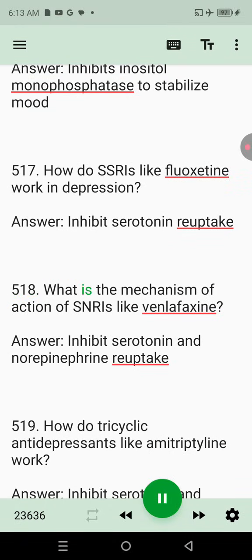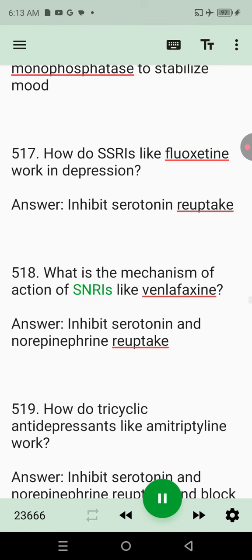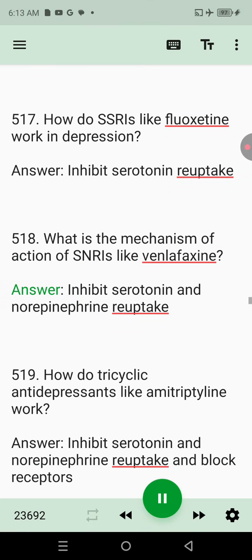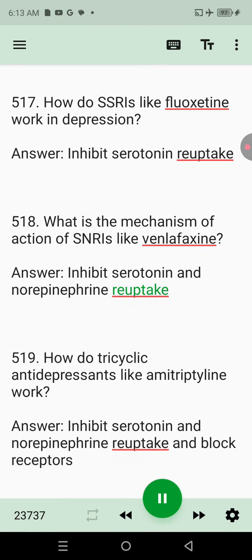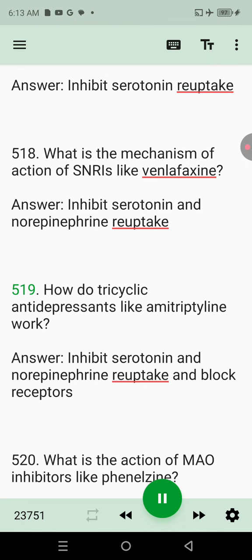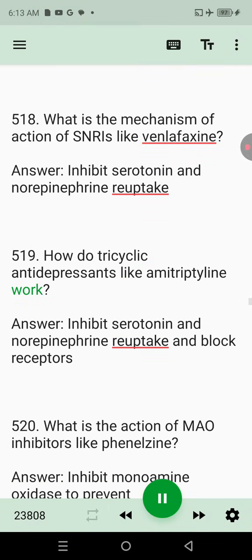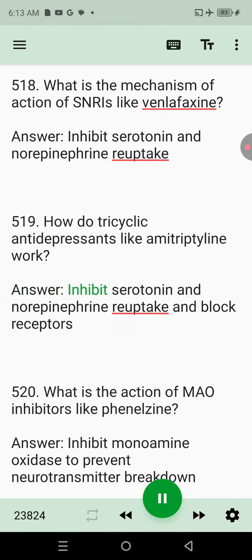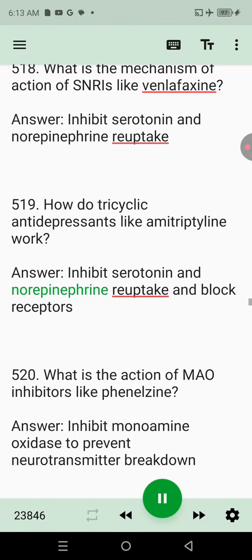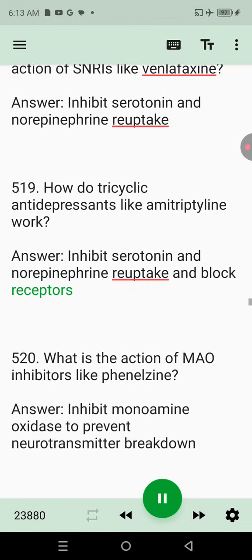518. What is the mechanism of action of SNRIs like venlafaxine? Answer. Inhibits serotonin and norepinephrine reuptake. 519. How do tricyclic antidepressants like amitriptyline work? Answer. Inhibits serotonin and norepinephrine reuptake and block receptors.